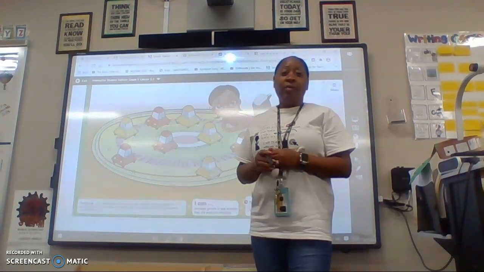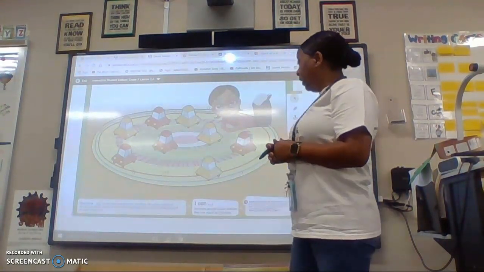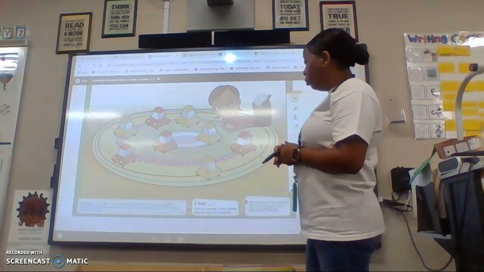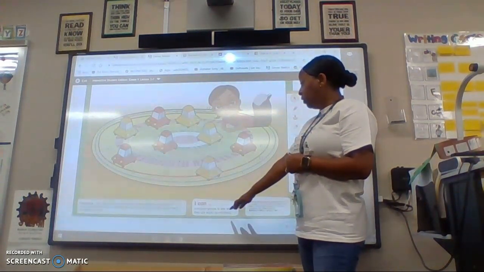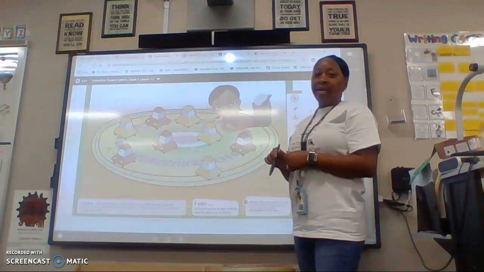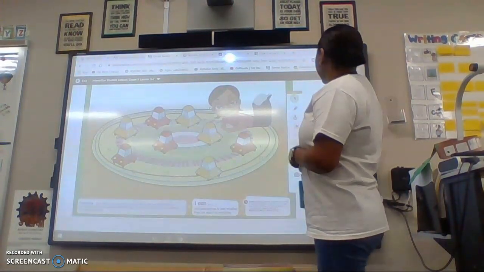Today, we will be learning about equal groups. By the end of today's lesson, you will be able to compare groups to see whether they are equal by matching. All right, let's get started.